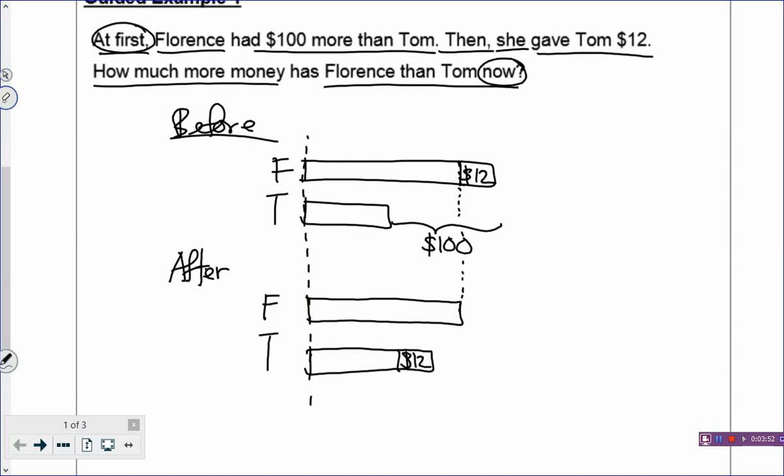Okay, so what do we call this? We call it internal transfer. It means that somebody has given to somebody else, so the $12 is internally transferred to another person in the same model. Alright, so how much more money has Florence than Tom now? So where do you put the question mark? The question mark will be over here. Okay, and that is how your model looks. So if your model is fantastic, you don't actually have to look at the problem.